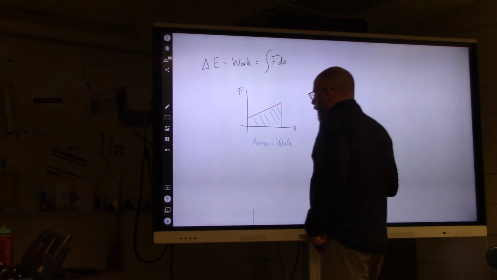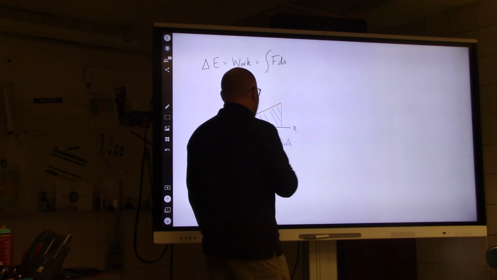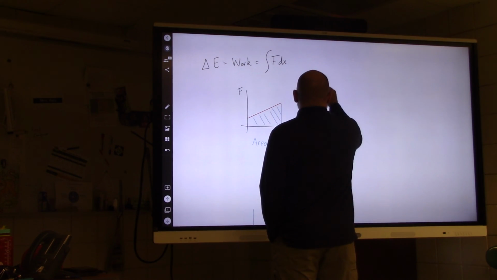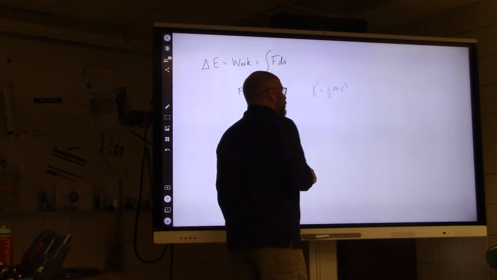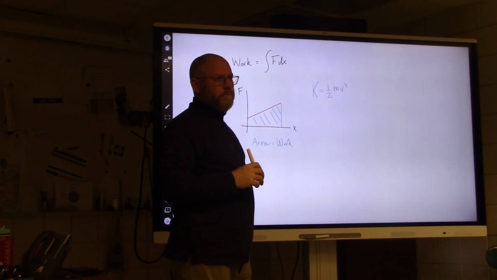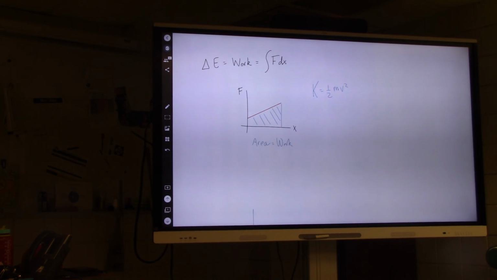If you do some work on an object, can you change the kinetic energy of the object? Yes, you can. How do you solve for kinetic energy? Can you perform that from this group? I think I understand that. That one's not a tough one. What's the next one?